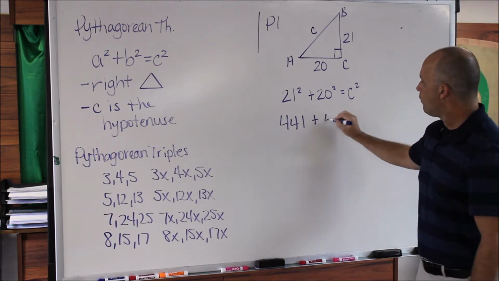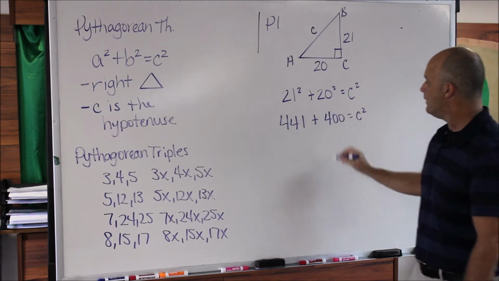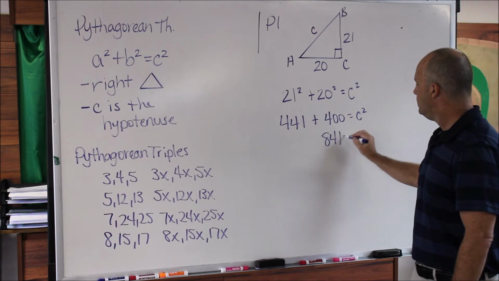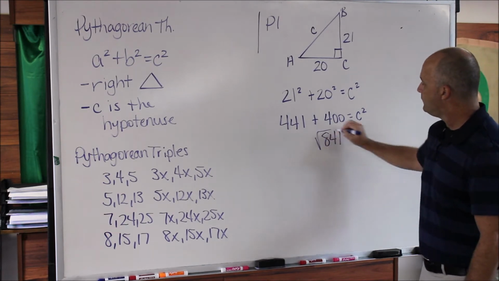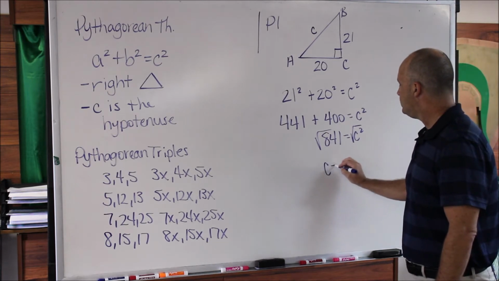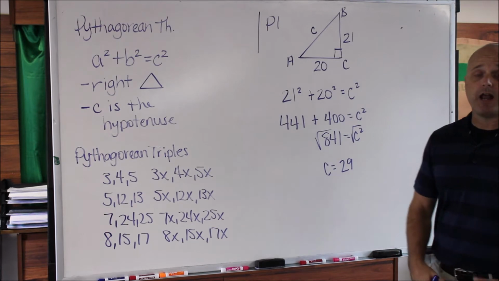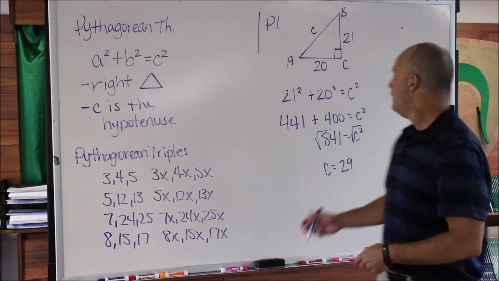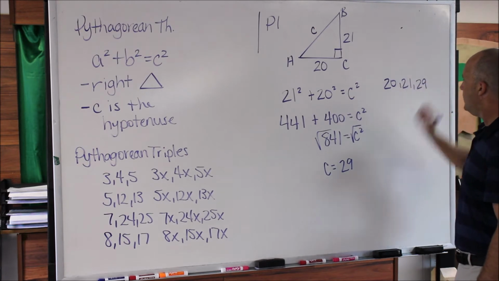20 squared is 400, and that's going to equal C squared. Add these together, you get 841 is equal to C squared. And if you take the square root of both sides, then what you're going to get is that C is equal to 29. So what we can see is that we've got another Pythagorean triple here. The Pythagorean triple of 20, 21, 29.